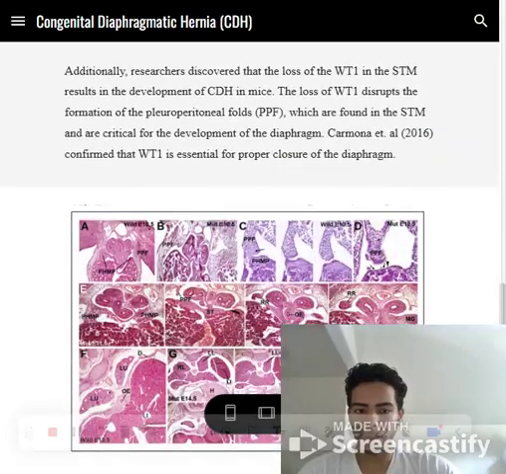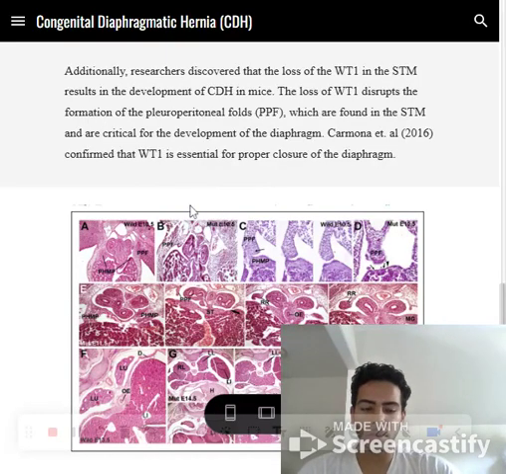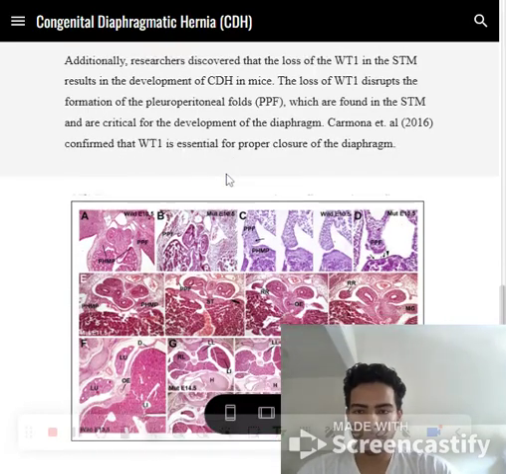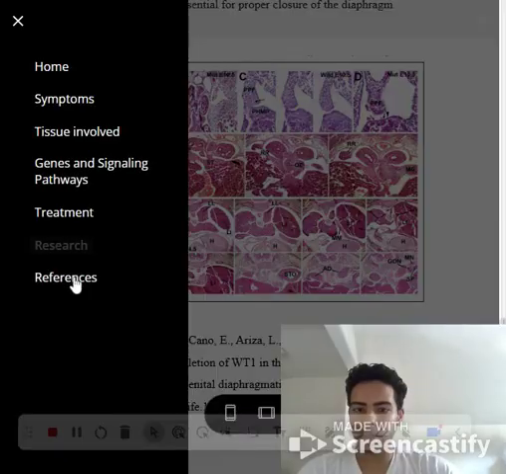Then the next figure below shows the importance of the Wilms tumor gene and how its absence causes disruption in embryonic structures, which leads to CDH. And then the last page is just a reference page.